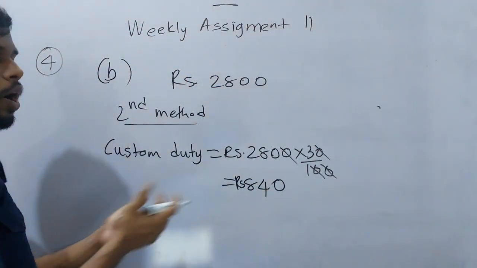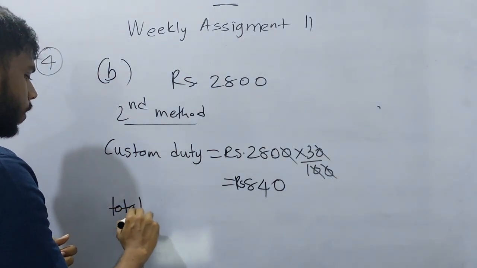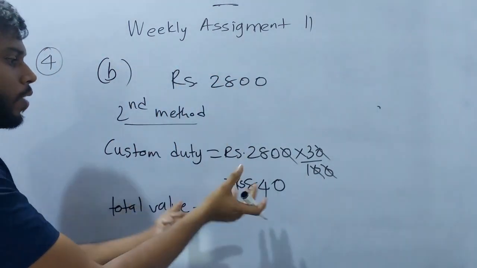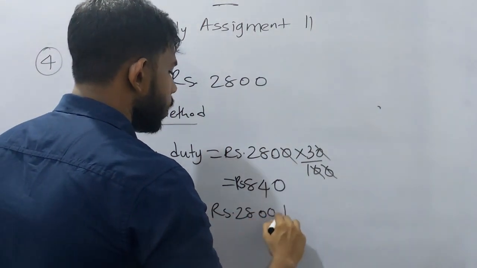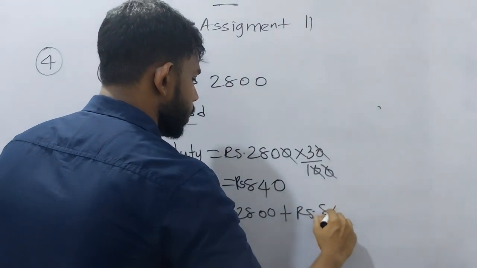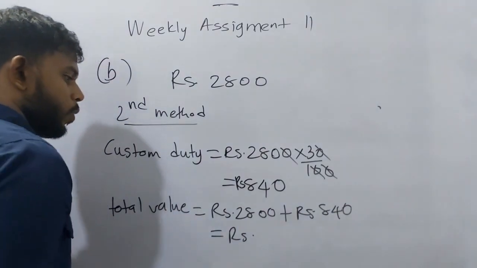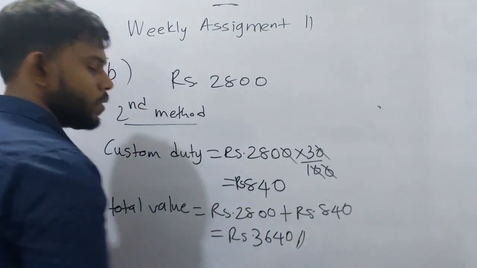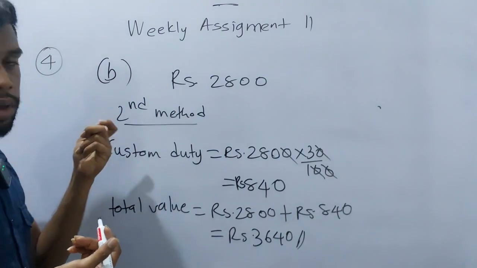So now you have found the custom duty. So the total value or the final value will be equal to the original value plus the custom duty. So the original value is 2800 plus the custom duty, that is 840, which gives you rupees 3640. So this is the second method of doing question number 4 part B.